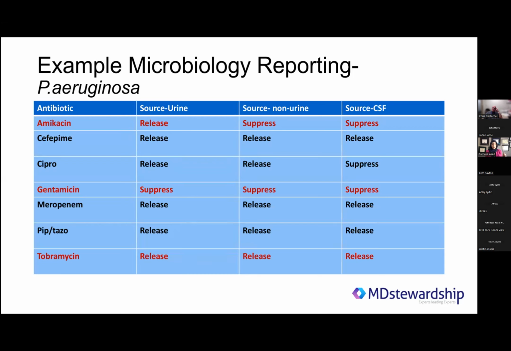Amikacin is going to, again, only be appropriate when we're talking about a urinary source for Pseudomonas, should not be used for non-urine, should not be used for CSF. Gentamicin should not be used across the board, so just the removal of that altogether. And then tobramycin would be the appropriate option if we had to use it for a non-urine, urine, or CSF.